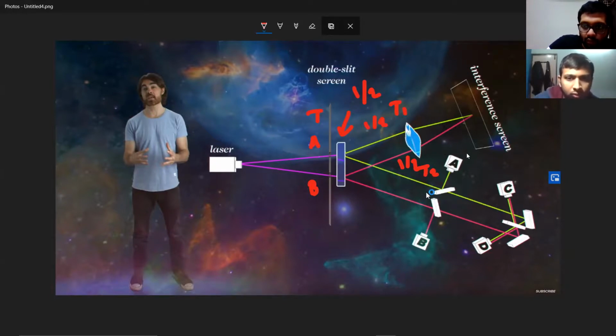So what they did was they connected two detectors here. And these are just mirrors. They don't do anything. They are just mirrors. They reflect 50% and they let 50% pass through.